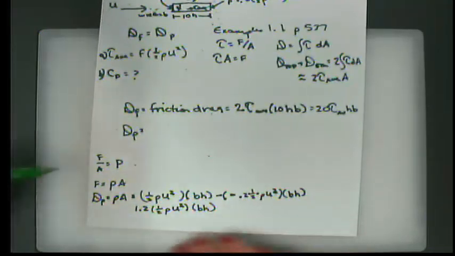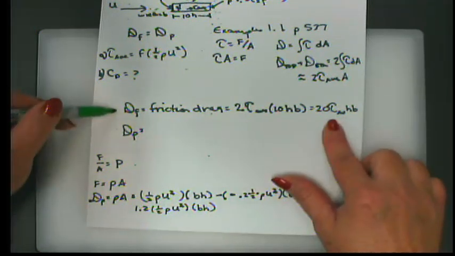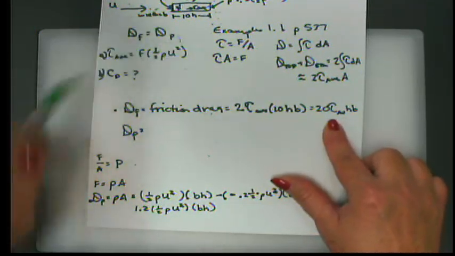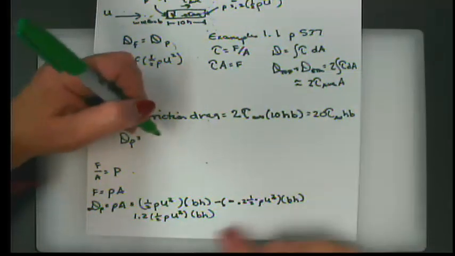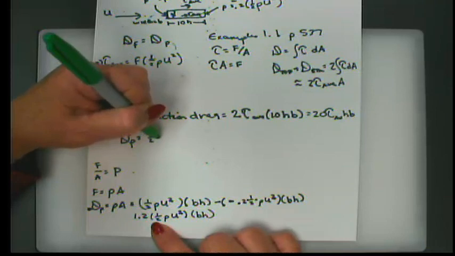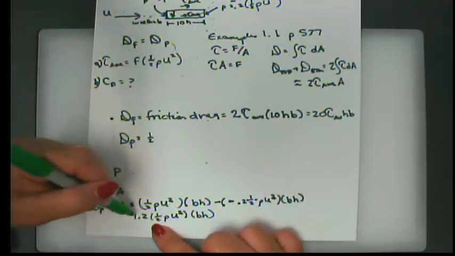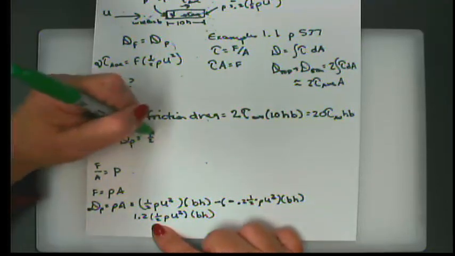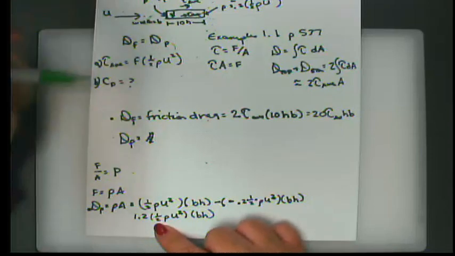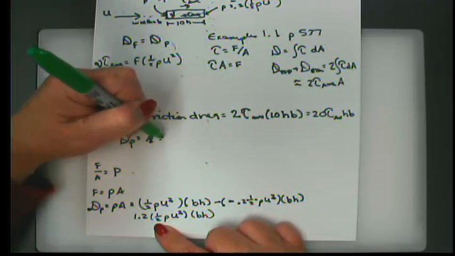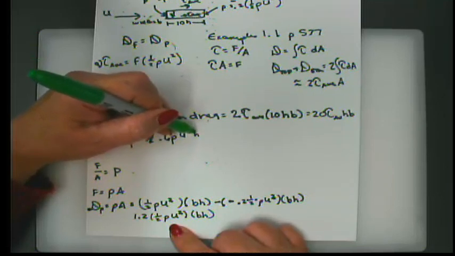All right, so now we have an expression for d sub p, and we also have an expression for d sub f. We're told that d sub f equals d sub p, so we can set those two equal to each other. And you know, it would be very easy to just, instead of calling this 1.2 times 1/2, I was leaving it in that form because this is the dynamic pressure, including that 1/2. Let's go ahead and just set it equal to 0.6 rho u squared bh.